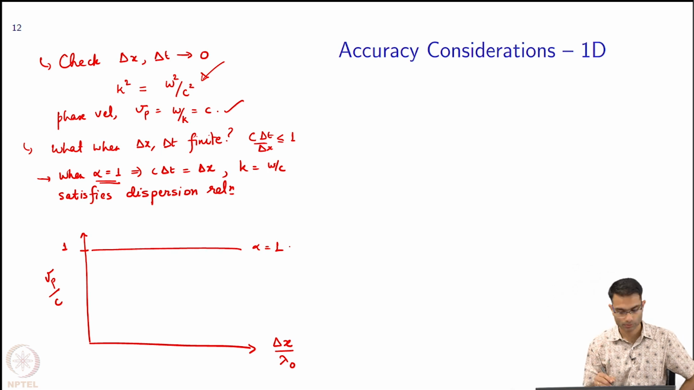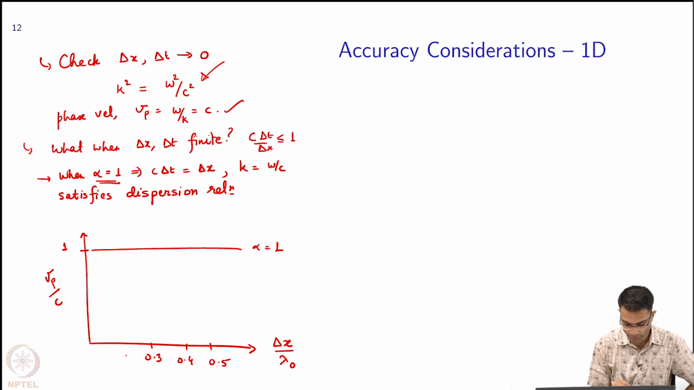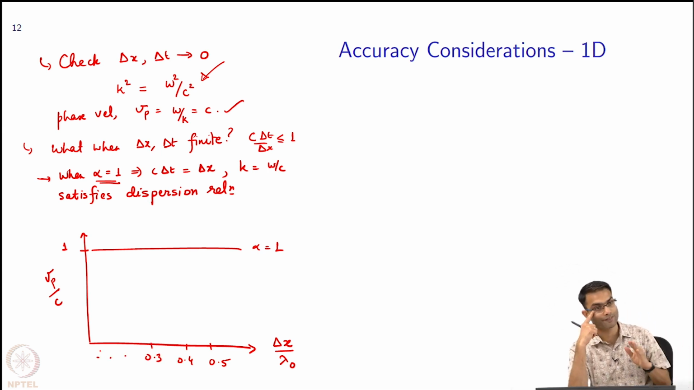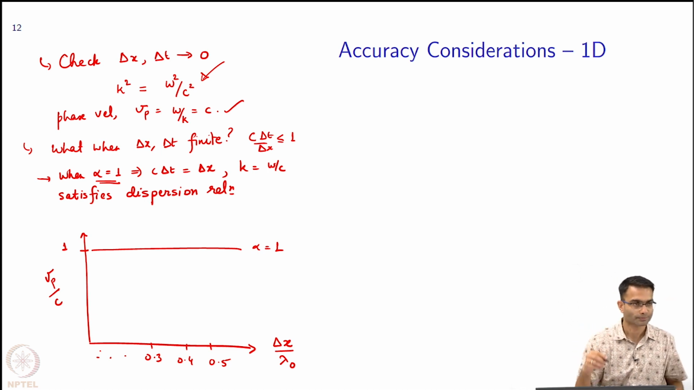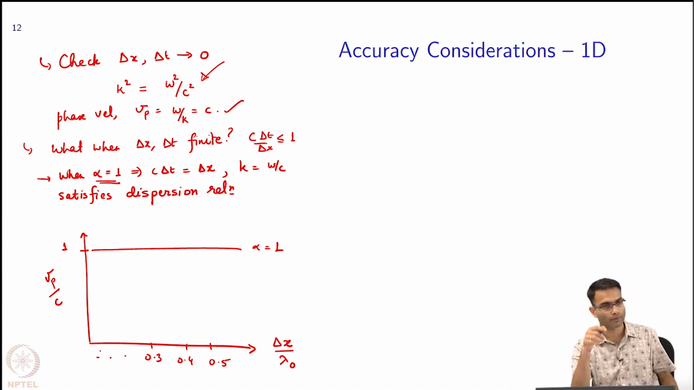Alpha is equal to 1, right. So, I can have different values over here, let us say 0.5, 0.4, 0.3 and so on, right. The discretization is getting finer and finer as I approach the origin, okay. Is everyone convinced about this? By lambda naught, that is the wavelength of the electromagnetic wave, whatever omega, convert that to wavelength, okay.